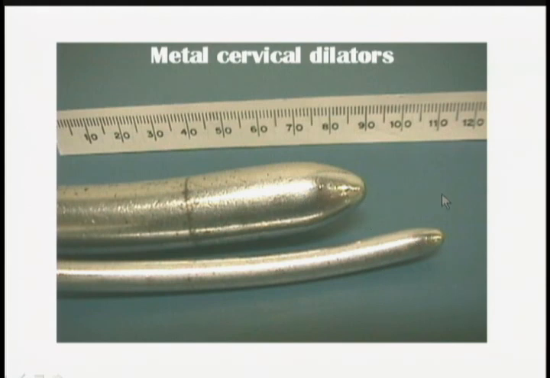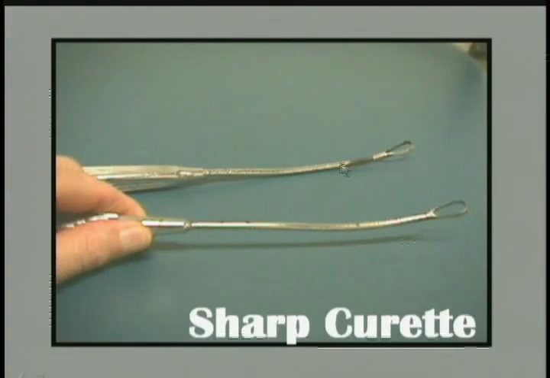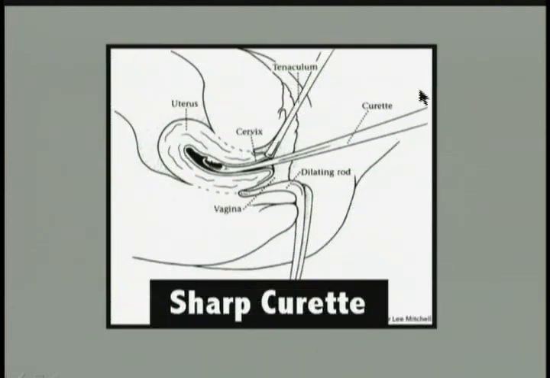This is the instrument which is used to scrape the uterine cavity. This is called a curette, a sharp curette. This will take a specimen of the endometrial lining. And here you can see how it is placed into the uterus and is then pulled backward and removes the specimen.